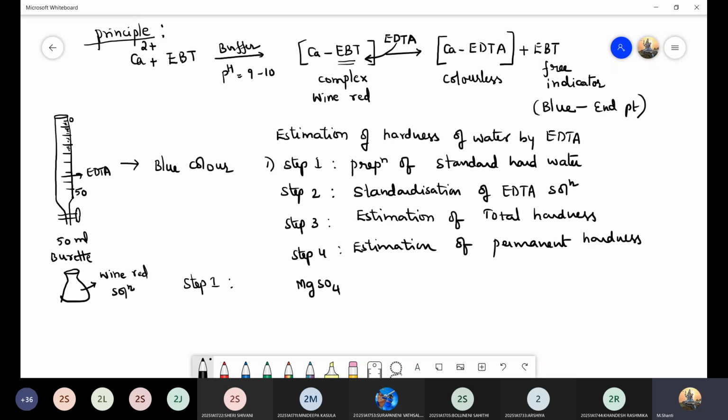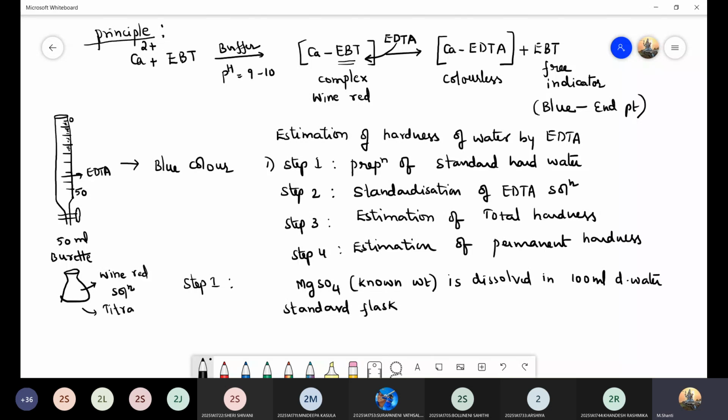The magnesium sulfate will be taken, known weight. You'll be given the weight of the salt, and the known weight is dissolved in 100 ml of distilled water. D water I'm writing, that is nothing but distilled water. So this has to be done in a standard flask. Therefore it is called a standard solution. Remember, conical flask is something different from a standard flask, because the conical flask is used for the titrations and the standard flask is for preparing the solution of a particular standard.